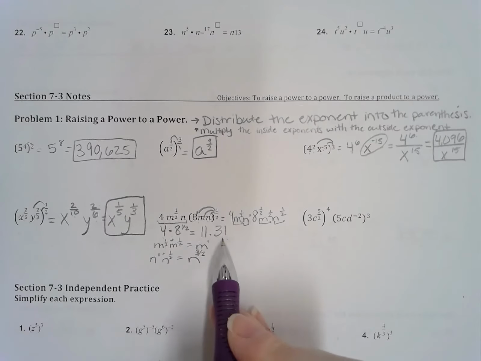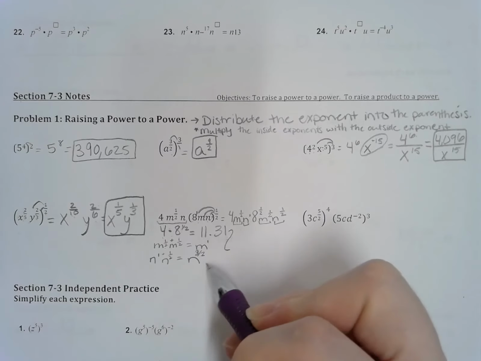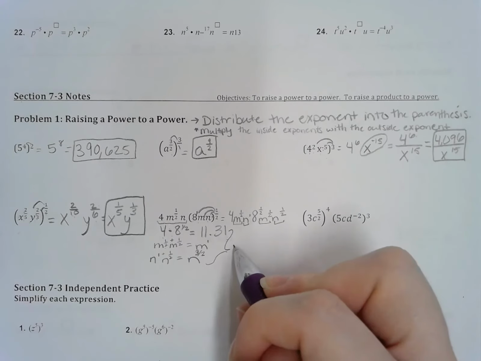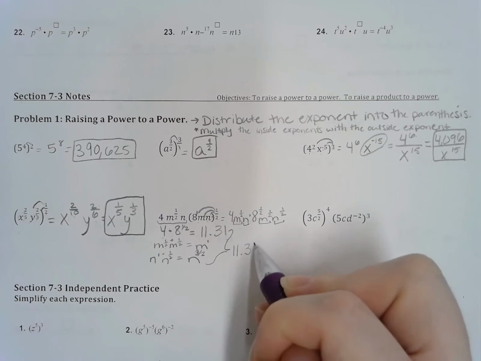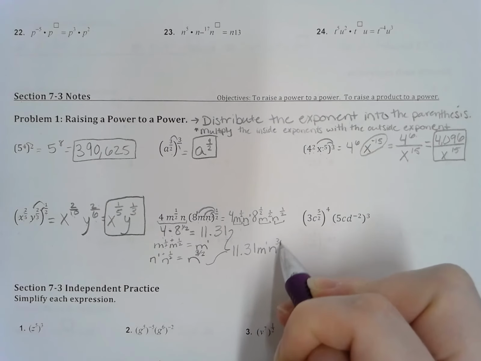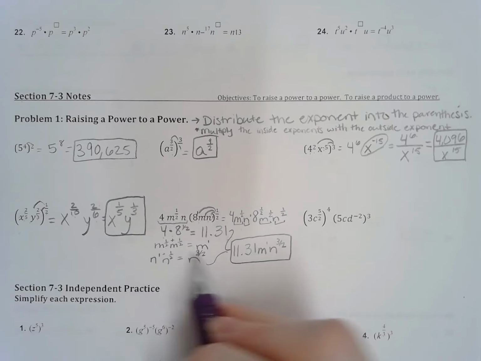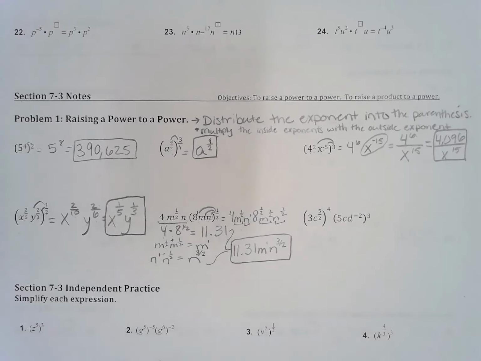So I have the numbers, I have the m's, and I have the n's. So now I just put them back together. So my final answer will be 11.31, m to the first, n to the 3/2. So I kind of split it up and did each part by itself and then put it back together. I'm going to use that same method on this next problem.